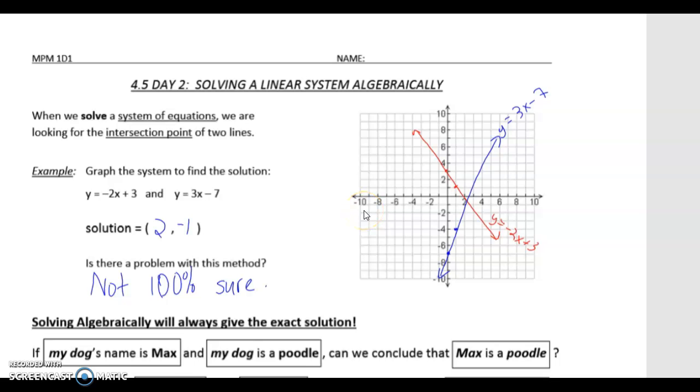Hello, grade 9s. This is solving a point of intersection of a linear system algebraically. We saw the intersection point. So I'm going to start off with this. I want you to graph and find the solution to y equals negative 2x plus 3 and y equals 3x minus 7.